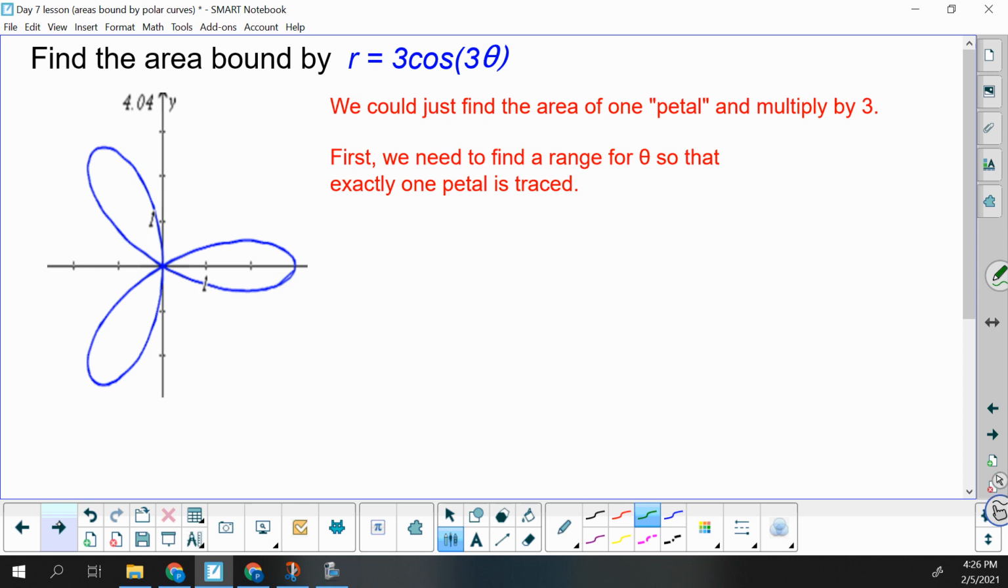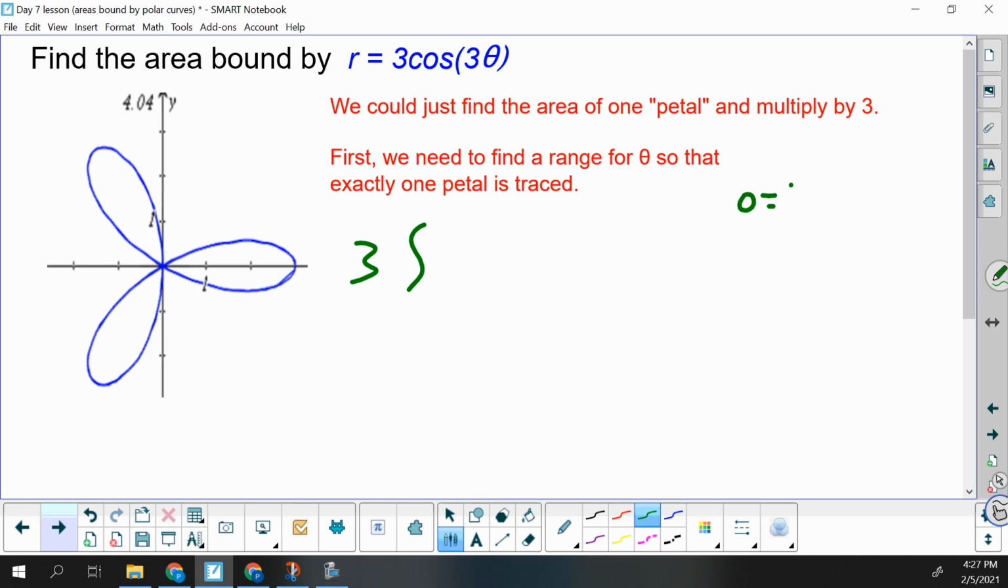So if we move on to the next one, we've got a graph that has petals. The strategy here is to find the area of just one petal and then go from there. Once we find the area of that one petal, we can just stick a 3 out in front, and that'll give us the area of the entire enclosed region. So we need to find what value of theta a petal starts at and what value of theta a petal ends at. Well, when the petals start and end, they have a radius of 0.